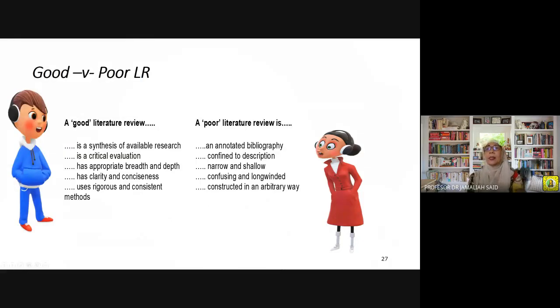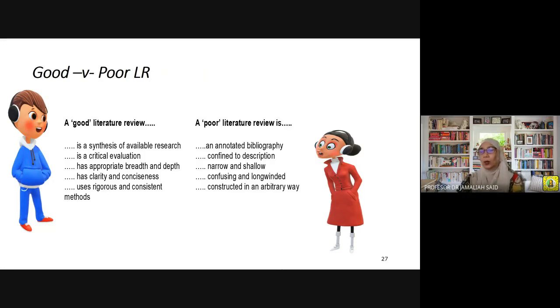So, good versus poor literature review. A good literature review is a synthesis. You must make a critical evaluation. You must understand the depth and the breadth of the literature. And of course, the poor one is like just now, explaining article by article.